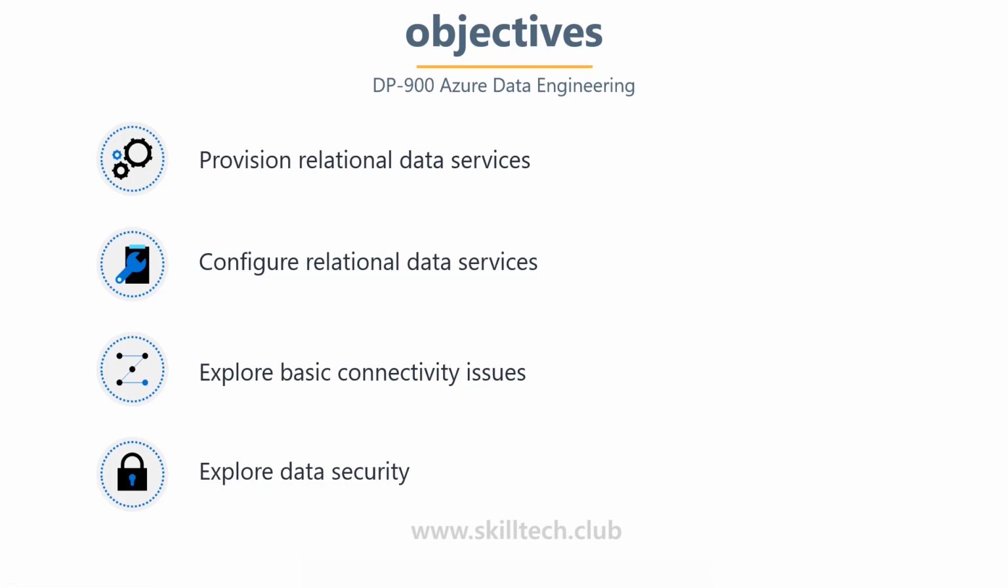We will focus on provisioning relational data services. Then we will focus on configuring relational data services, in which we will see what kind of IP configuration, user and security configurations are required. While connecting to this data service, which is hosted on Azure, from your on-premise computer or from any other outside computer, what kind of connectivity issues can there be, and what kind of client IP configuration or firewall configuration is required in the case of data security. We will focus on all these things in this video.